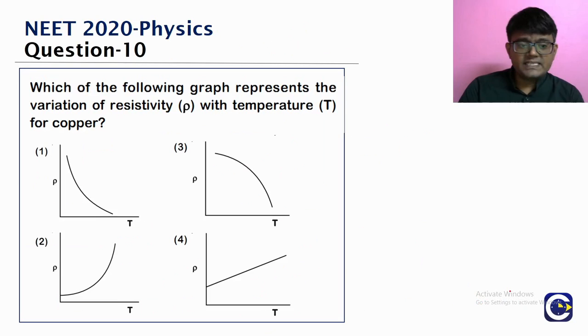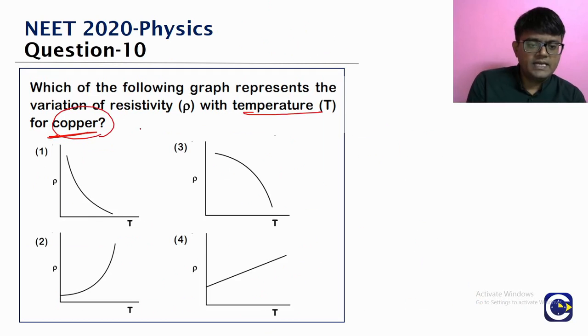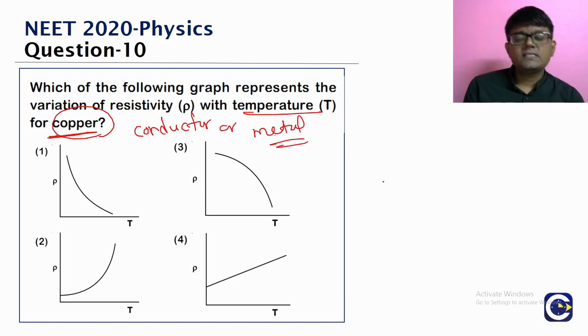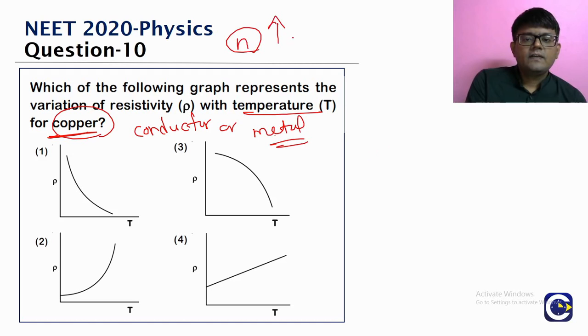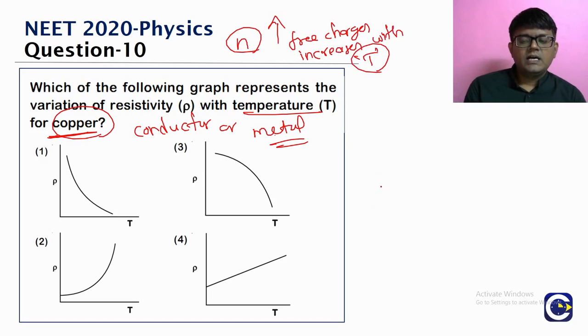Which of the following graphs represents the variation of resistivity with temperature for copper? What is copper? It is a conductor or metal. Now there is a fundamental difference between metals and semiconductors. For metals, resistivity will increase with temperature. For semiconductors, resistivity will decrease with temperature. We know the reason also: in semiconductors, the number density of free charges will increase with temperature, and that will outweigh the reduction in the relaxation time.